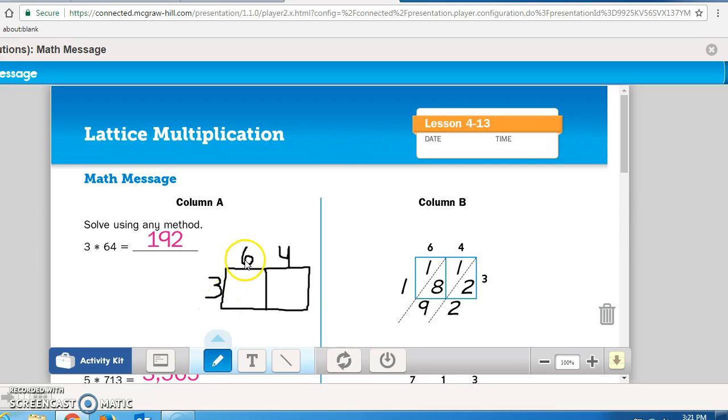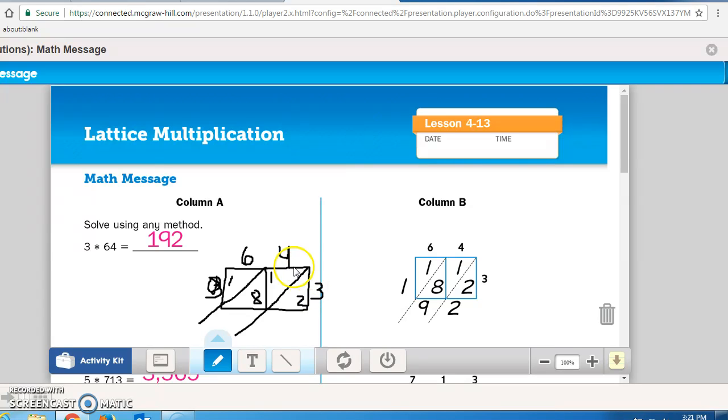First I say 3 times 6 is what? 18. The 1 goes up top, the 8 goes in the bottom. 3 times 4 is 12. The 1 goes in the upper left-hand corner, the 2 in the lower right. Then you split the boxes in half, and you draw lines through the corners. Now to find the answer, you add. And I'm sorry, I really did a no-no here. I put the 3 here, and it should have been over here.